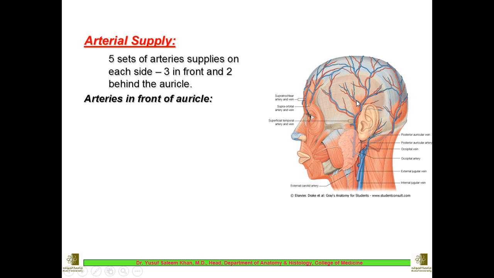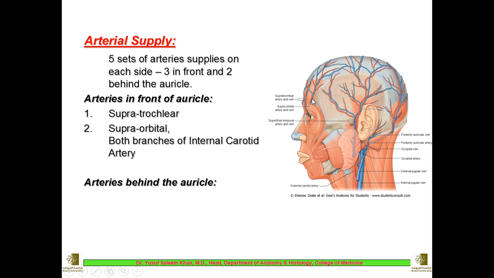Here there will be 3 in the front which will be supplying the area in front of the ear, and 2 will be supplying behind the ear. So which are these 5 arteries which are supplying the scalp? In the front of the ear, the 3 will be, one is the supratrochlear. So just similar to that of the supratrochlear nerve, here will be the supratrochlear artery as well as the vein also. Then we have the supraorbital. So this is also similar to that of the supraorbital nerve. So there is supraorbital artery, nerve as well as the vein.